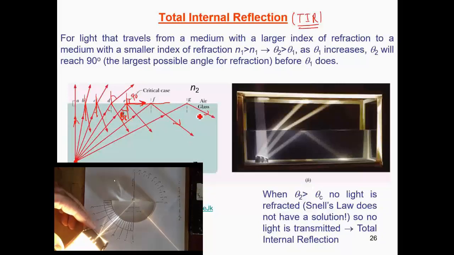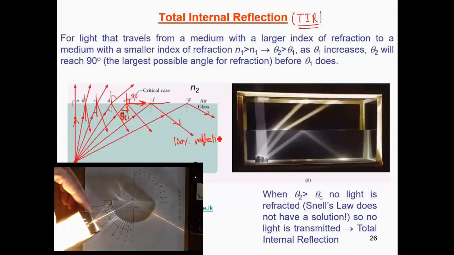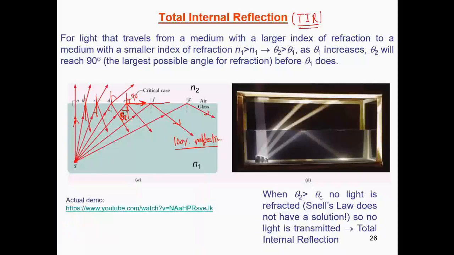And this phenomenon is called total internal reflection. 100% of the light will be reflected. Okay, it's a very efficient way of reflecting light. So 100% of the light, 100% reflection, you can say, total internal reflection. So this phenomenon is called total internal reflection, and you can clearly see right here.